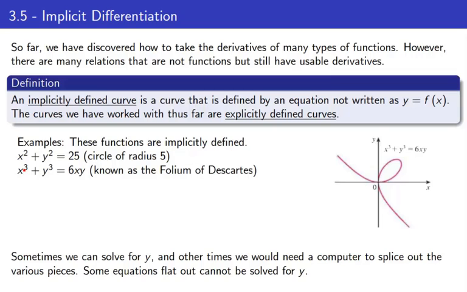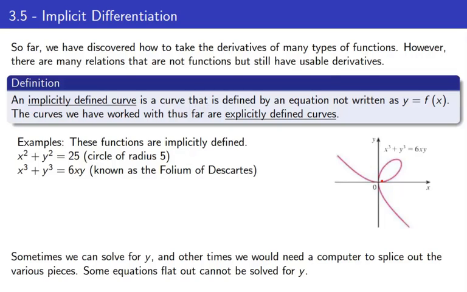The next example is this kind of strange one. x cubed plus y cubed equals 6xy, which is known as the folium of Descartes, and we have it drawn here. As you can see, it's got a few different things going on with the tangent lines, but at (0, 0), that's a little unusual. There are some strange things that happen there which we won't talk about in this course.